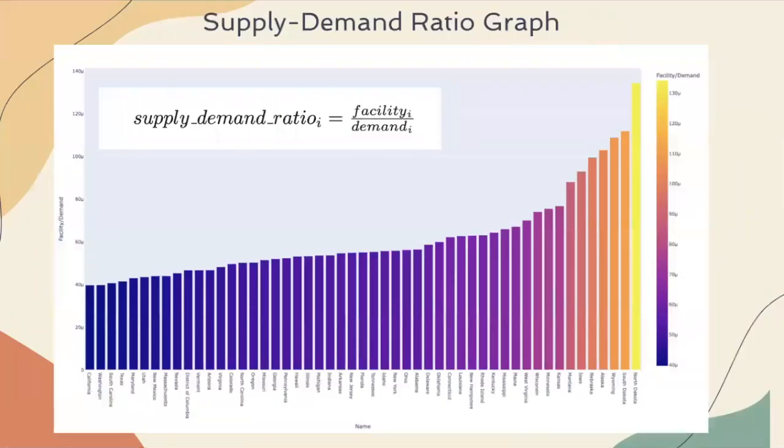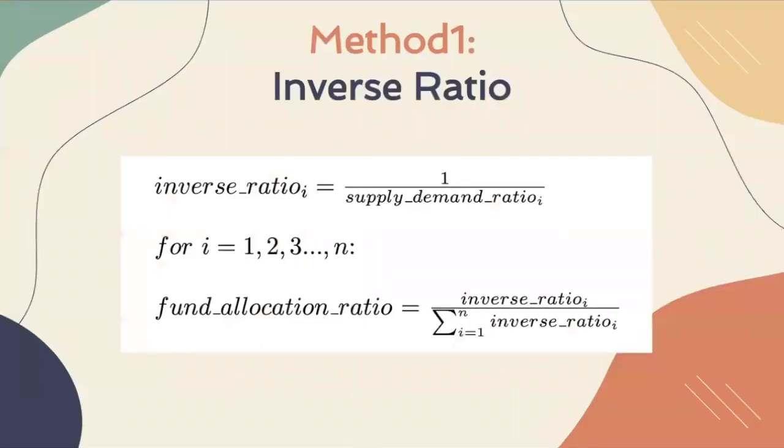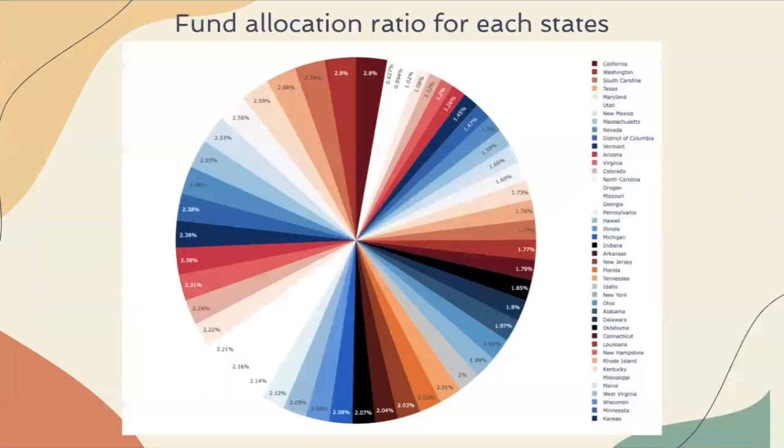We take the ratio of facility to demand, which represents the density of medical resources. Clearly, the fund and resource density are negatively correlated, so we use the inverse of the supply-demand ratio to allocate the fund. Here's the result. However, the allocation is too even, which won't resolve the unfair distribution of medical resources.